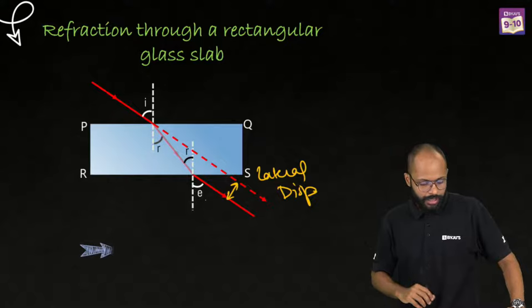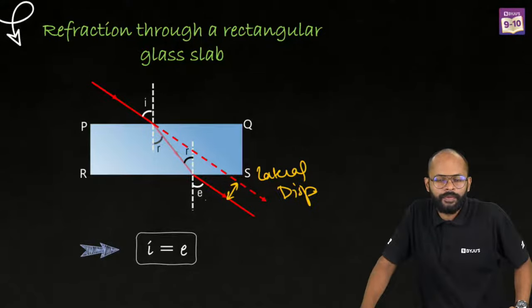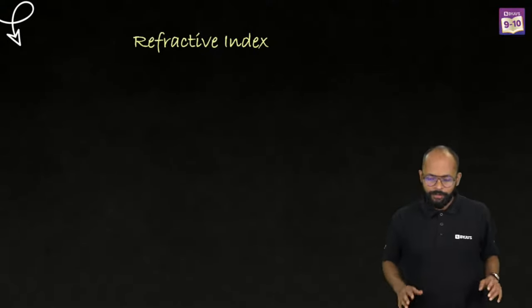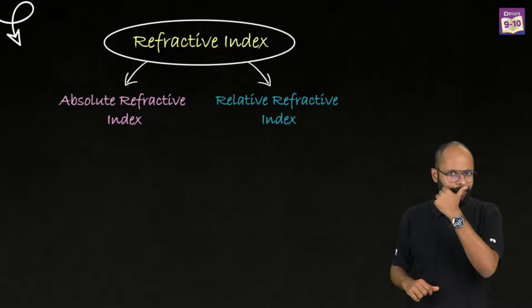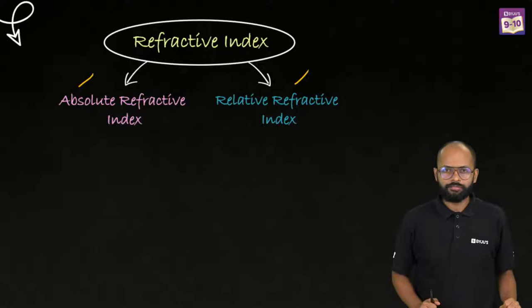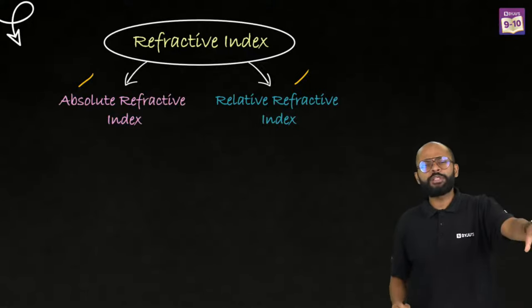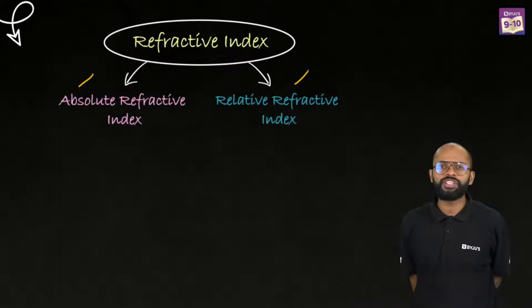Fine. I equals E. This is about... Yes, I have taught this many times. Correct. Ab refractive index pe aate hain bachcho. Aa jao. Refractive index ho do tarah ke. And a lot of students get confused in this. Do refractive index hain, absolute or relative. Absolute ka matlab, what does absolute refractive index mean?